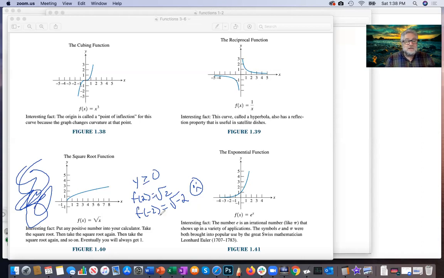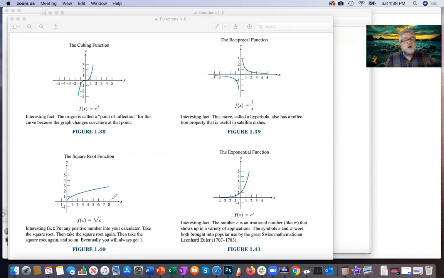Well, it doesn't satisfy the even test. f of 2 does not equal f of minus 2, that is for sure. And it also doesn't satisfy the odd test, minus f of minus 2. That is not true either. So the square root function is neither. It's neither even nor odd. It's just its own little deal there.